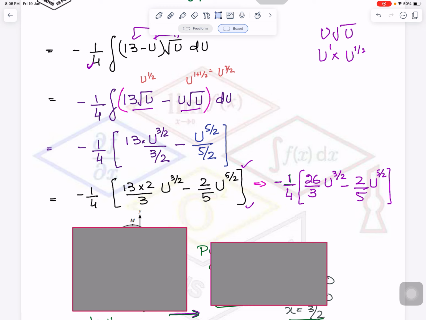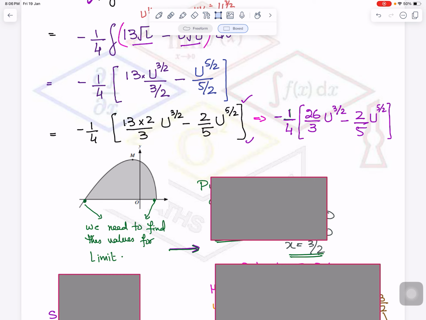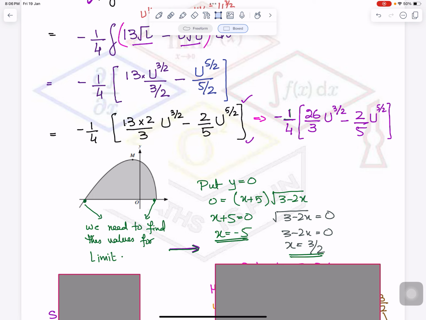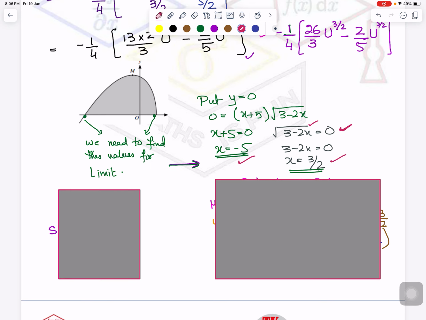Now for the limits, what did I do? You tell me what you will do. To find out these limits, you will put the function equal to 0. Agreed? Because on the x-axis y is 0. So I got the values of x: minus 5 and 3 upon 2. Because when you square both sides, this square root will be gone and 0 squared will remain 0. So now you got these limits of x, but your actual equation after the integration is in terms of u.